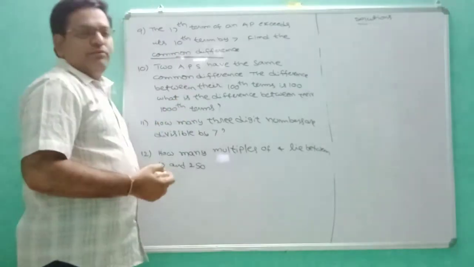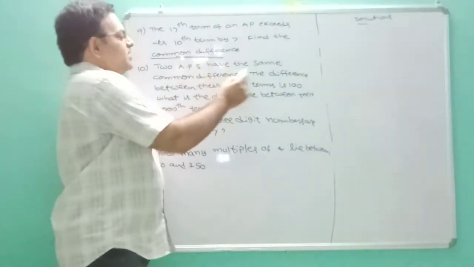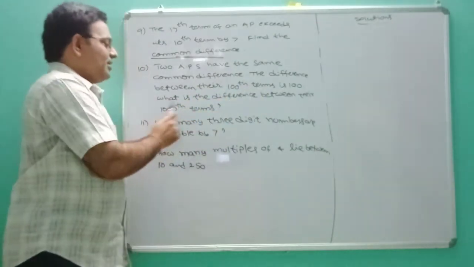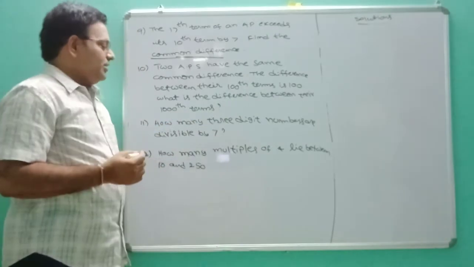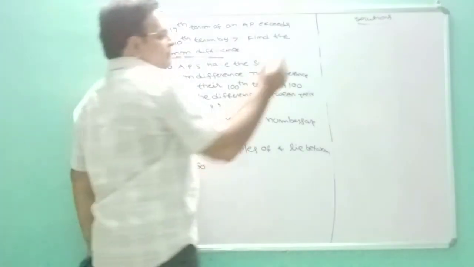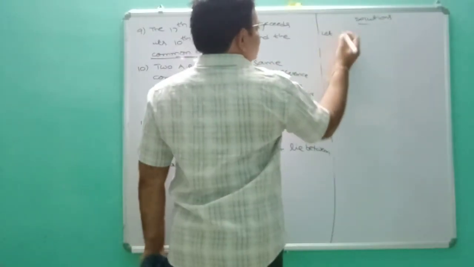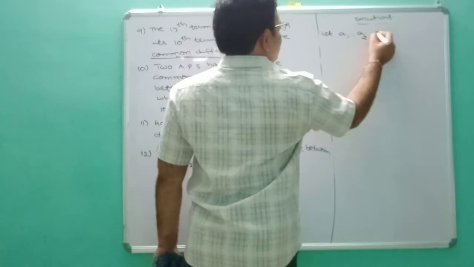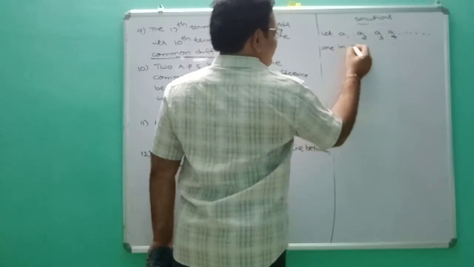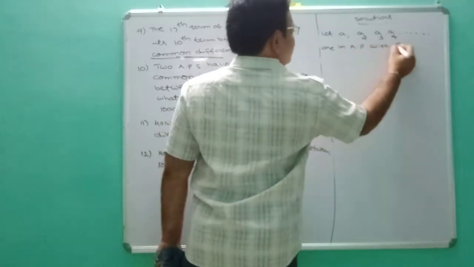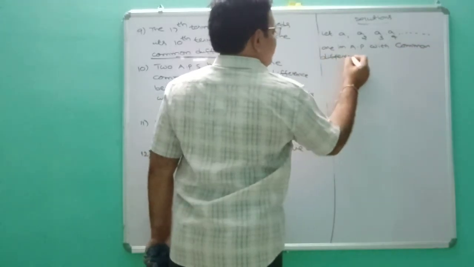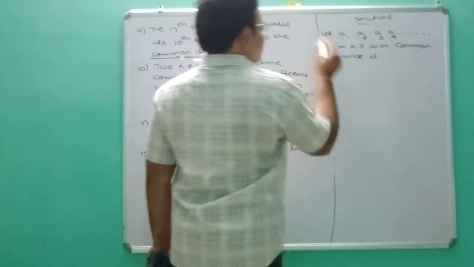Now how to solve the 10th question? Two APs have the same common difference. The difference between their 100th terms is 100. What is the difference between their 1000th terms? So two APs are there with the same common difference. First AP: let A1, A2, A3, A4 and so on be in AP with common difference D. This is the first AP.